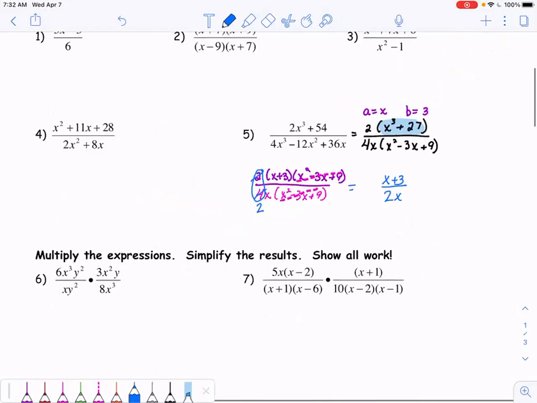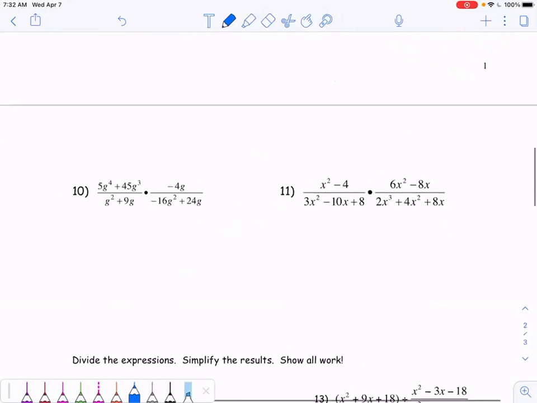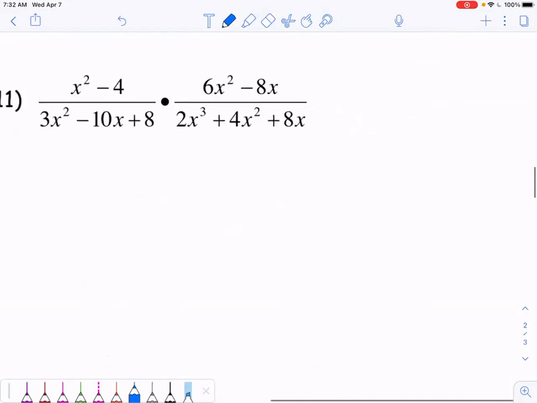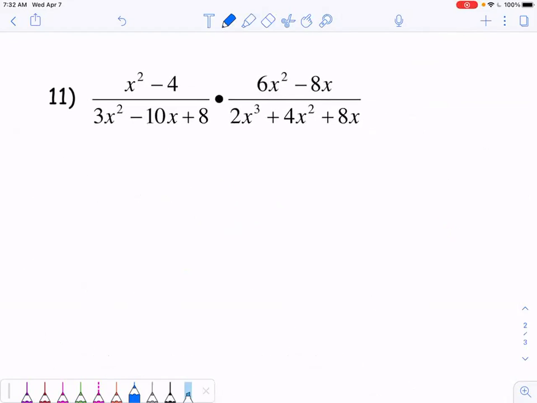All right, so number 11 was the next one that I noticed that a lot of students weren't sure what to do as I was checking this last night. Factor first. So you must factor before you do any canceling. That is the biggest thing that you have to remember. You can't cancel terms. You have to cancel factors.